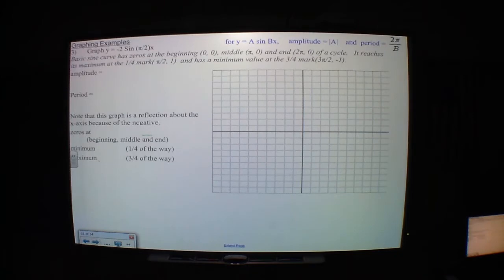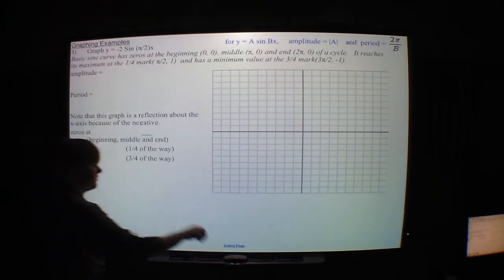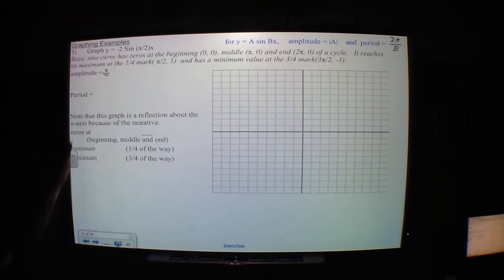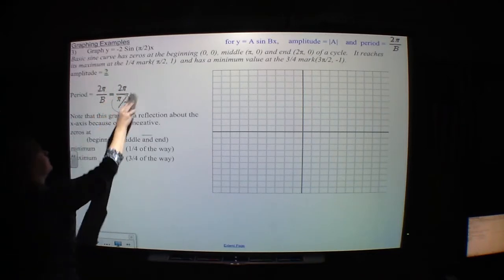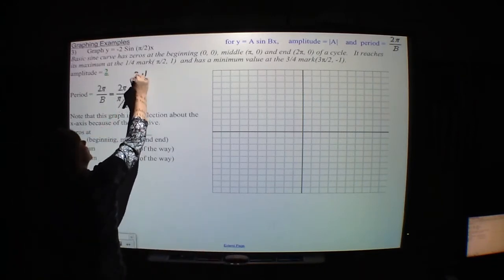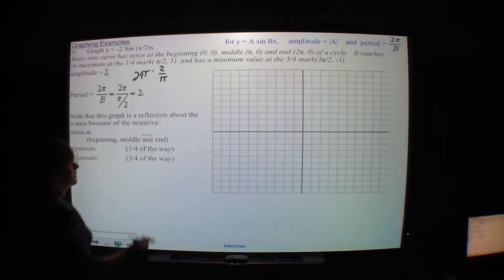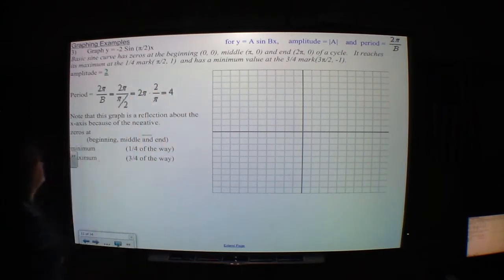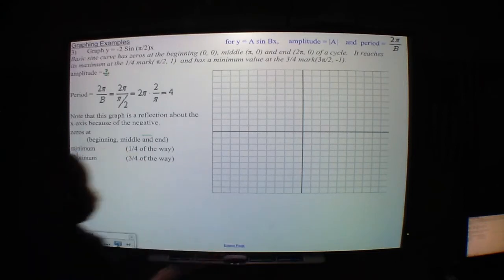Graph y is equal to negative 2 sine of π/2 x. Again, sine, basic sine curve, beginning, middle, and end have my zeros. Maximum 1/4 of the way through, minimum 3/4 of the way through. Amplitude is the absolute value of the number in front, so the absolute value of negative 2 gives me 2. And my period is 2π over π/2. Remember, numerator divided by denominator is the same thing as numerator times the reciprocal of the denominator. So that ends up to be 4.